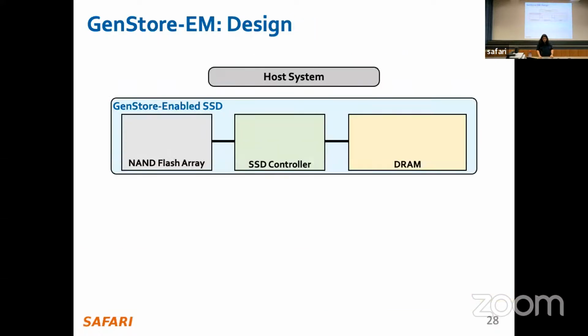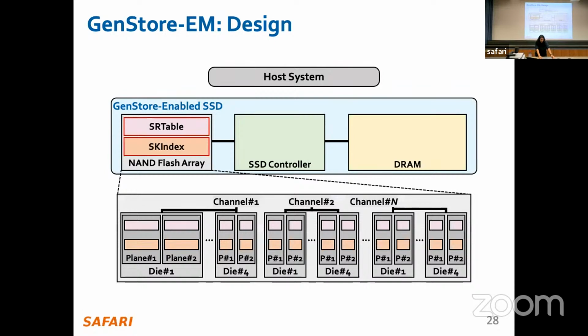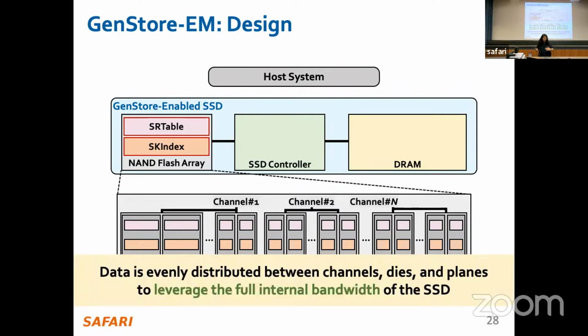Okay, so now let me show you the overall operation flow of GenStore EM with the sorted read table and sorted k-mer index that we talked about in the NAND flash memory. That is distributed across different channels, dies, and planes, so we can access them in high bandwidth since they're evenly distributed. So we can leverage the full internal bandwidth of the SSD, and we have that simple comparator logic in the SSD controller.